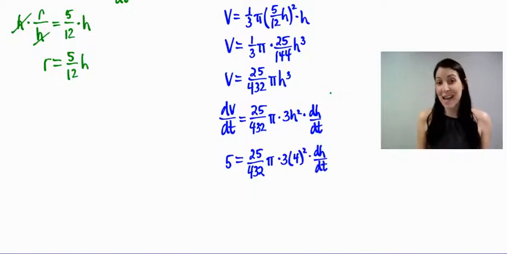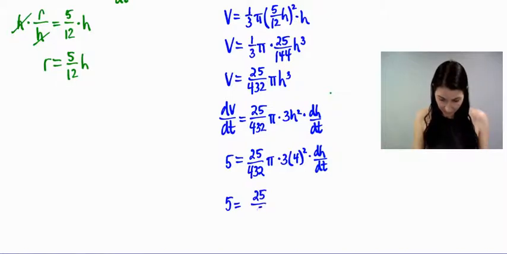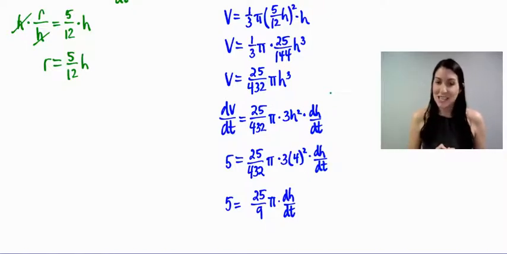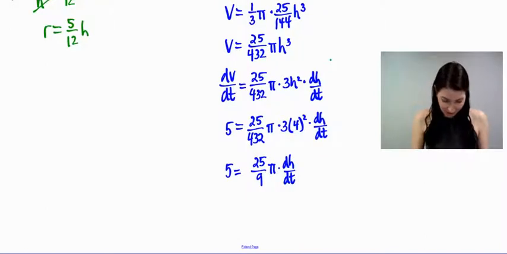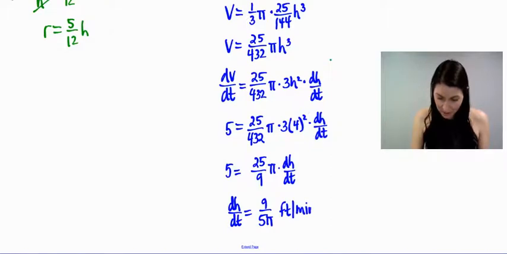Now, if we clean the right side up a bit and multiply those numbers together, we would get 25/9 pi dh/dt. And then if we divide both sides by 25/9 and also divide by pi, we arrive at our final answer of dh/dt equals 9/(5 pi), and that would be in units of feet per minute.